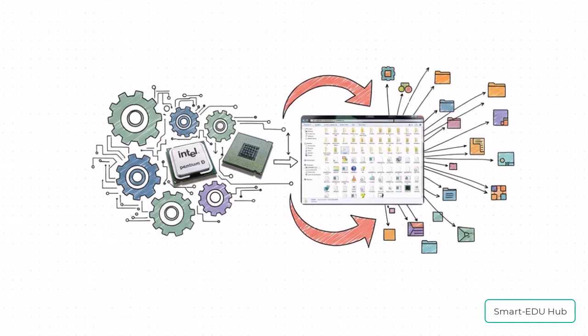And this right here illustrates that concept perfectly. See on the left? That's the hardware, the physical CPU, literally the brain of the operation. And on the right, you've got the software, that nice clean interface for managing your digital files. You see? You absolutely need both to get anything done.